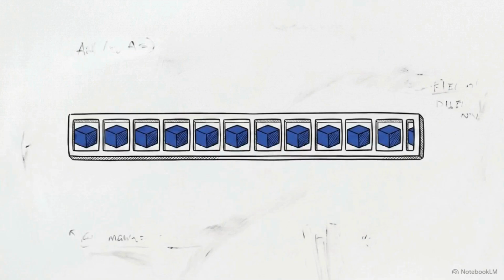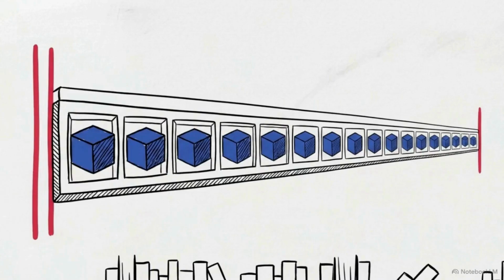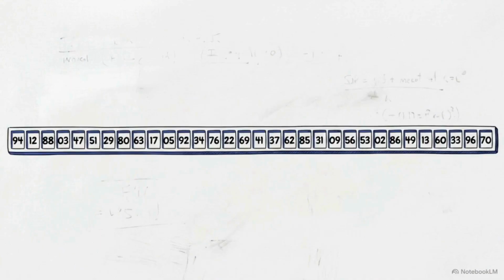By putting our data into this array, we have given it a permanent, predictable home. We know exactly where the group begins and ends, which finally makes it possible to manage large amounts of information. But we still have a bottleneck.